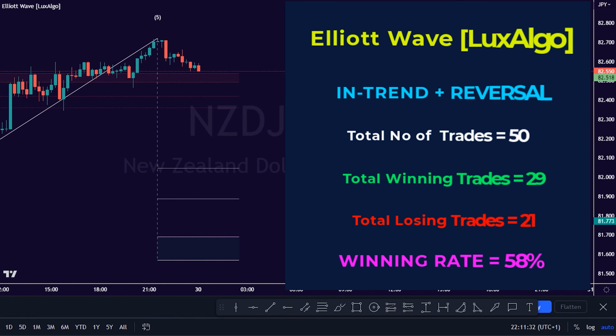As you can see, out of 50 executed trades with the Elliott Wave LuxAlgo indicator, I had 29 winning trades and 21 losing trades. That's a 58% winning ratio with the Elliott Wave LuxAlgo indicator.